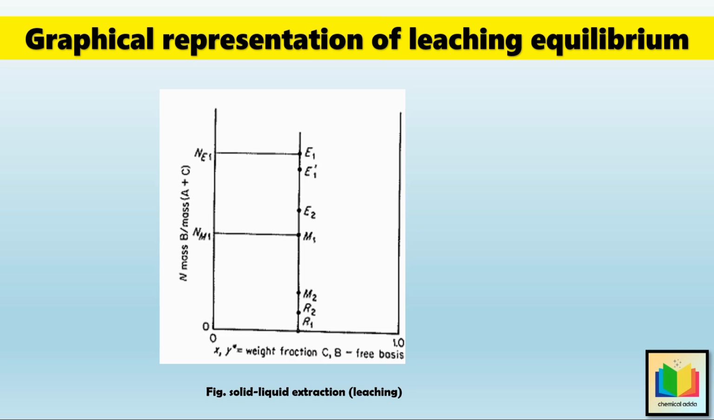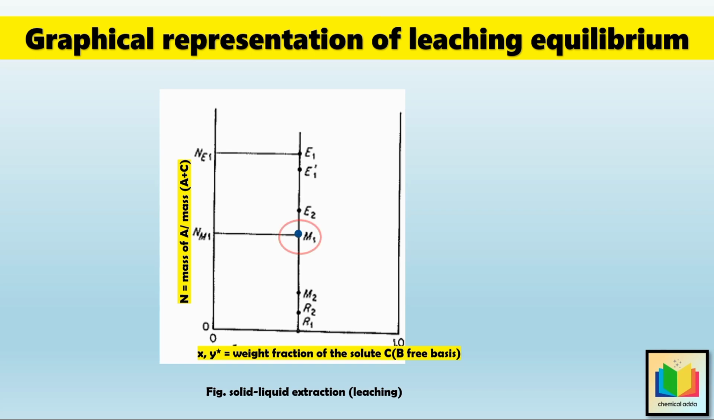Here, the y-axis represents the mass fraction of insoluble solid B, that is, N is equal to mass B divided by mass A plus C. And the x-axis represents the weight fraction of solute C in the solution on a B-free basis, with values ranging from 0 to 1, where 0 means no solute is dissolved and 1 means maximum solute concentration.